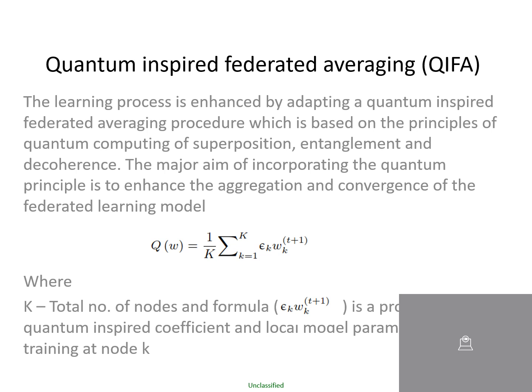Just a breakdown of the formula: K is the total number of nodes that are running independently, and the formula is a product of the quantum-inspired coefficients and the local model parameters after training with the data at node K. The quantum-inspired federated averaging algorithm works in a way that each client or node trains on its private data set, and then model weights are transferred into the quantum-inspired federated averaging using the formula represented.